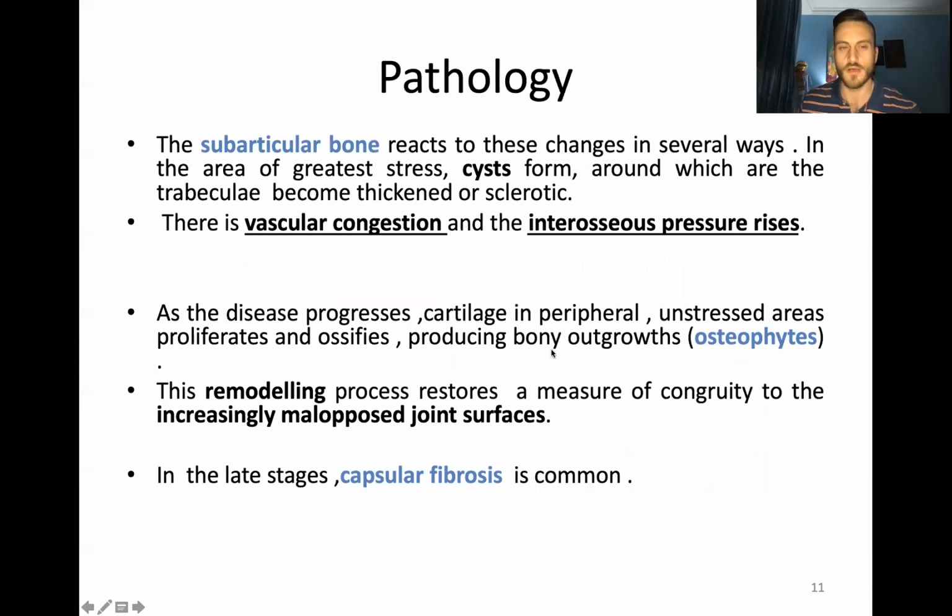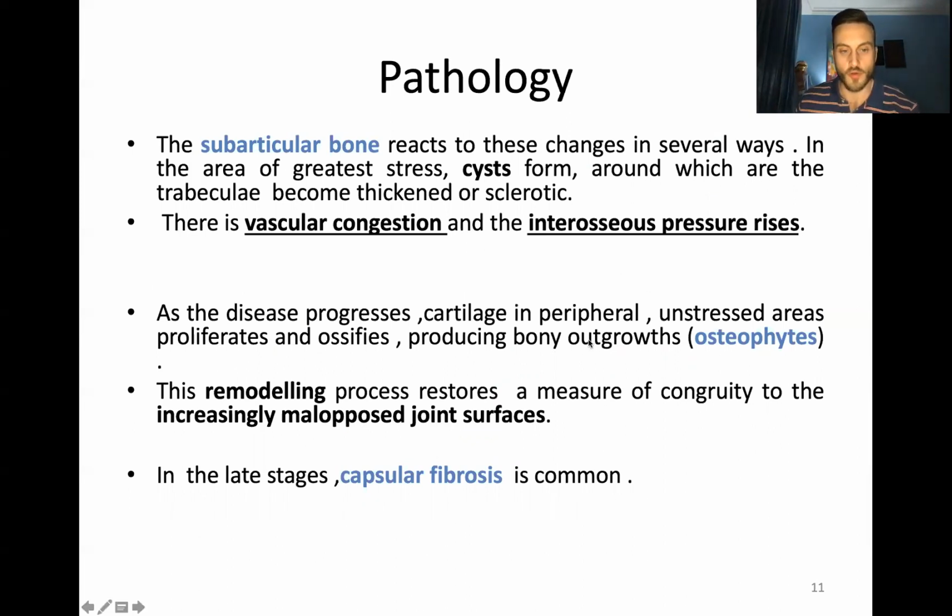So the pathology: the subarticular bone reacts to the changes in several ways. There will be cysts, there will be sclerosis, and there will be vascular congestion because there is an inflammatory process, the interleukin cytokines. There will be vasodilation in the arterioles and venules, shifting of fluids from the intravascular space to the interstitium, and more pressure, so the intraosseous pressure is getting more and more.